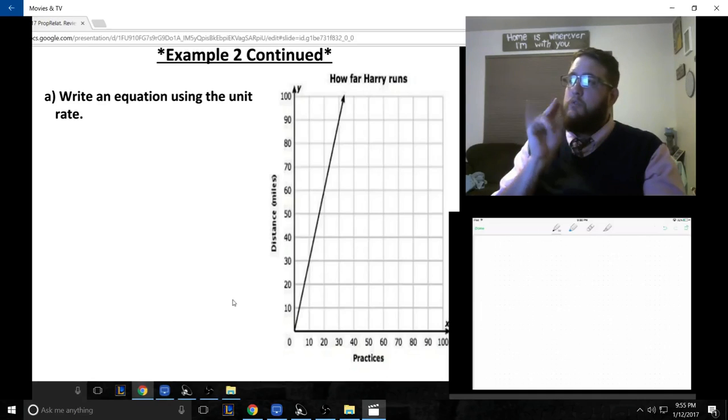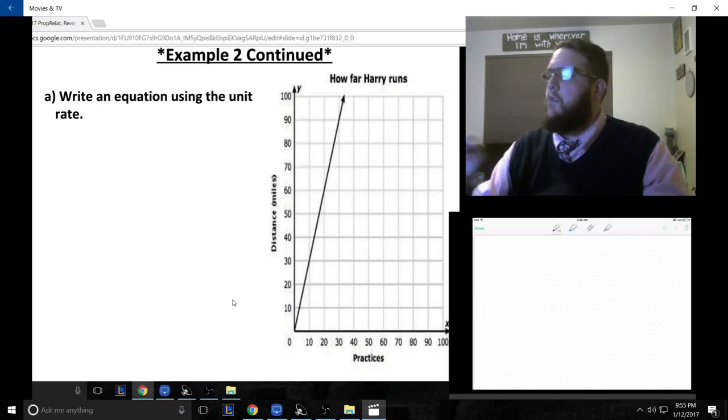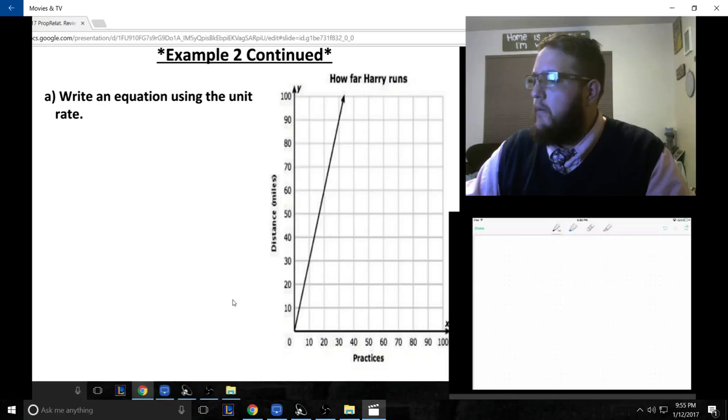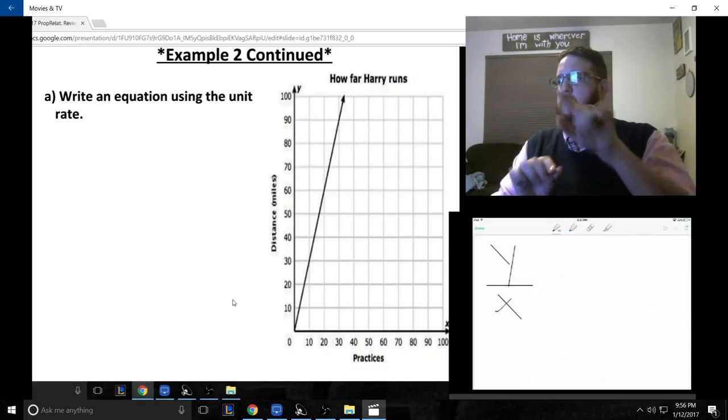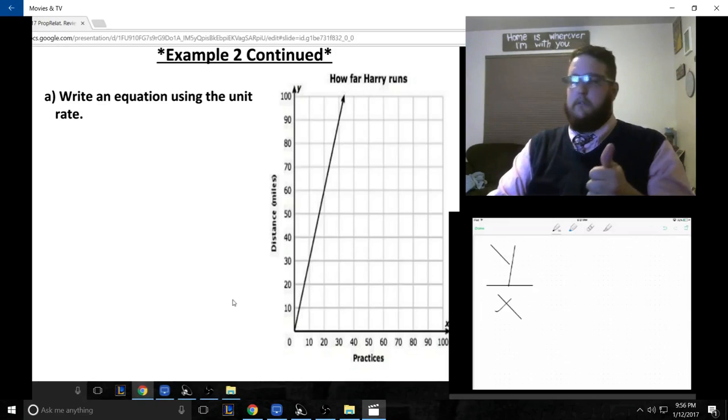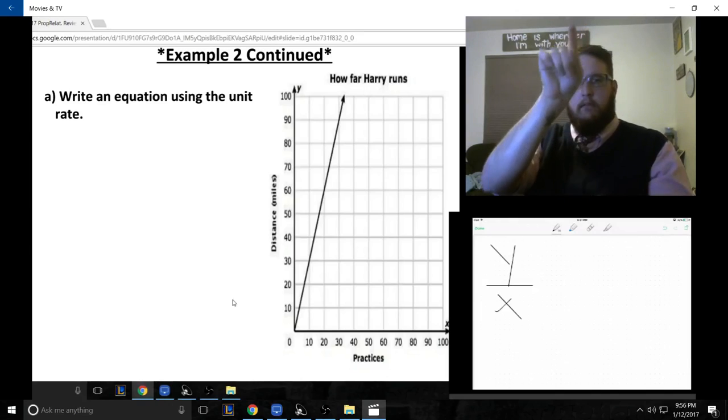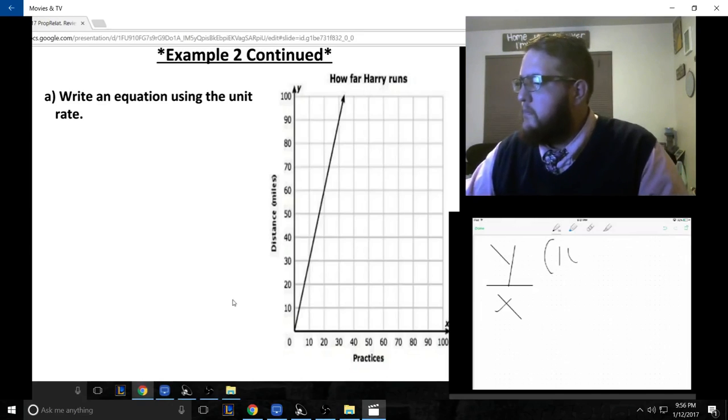A says, write an equation using the unit rate. In order to use the unit rate, we must first determine the unit rate. So, if you'll notice, we don't have any points here, so we're going to need to find our points. In order to find the rate, we need to have the y value divided by the x value. So if you go to 10 on our x axis and go up to the line, you'll see that the corresponding y value is 30. So our point is 10, 30.